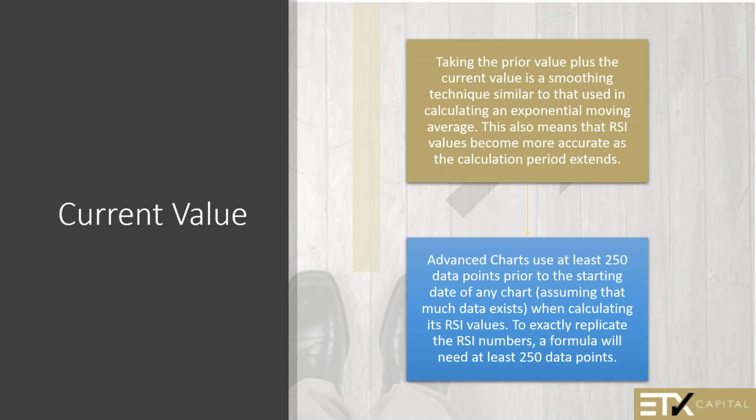Taking the prior value plus the current value is a smoothing technique similar to that used to calculate an exponential moving average. Advanced charts use at least 250 data points prior to the starting date of any chart, assuming that much data exists. So when calculating its RSI values, you can use a look back period of 250. That's way too far back.